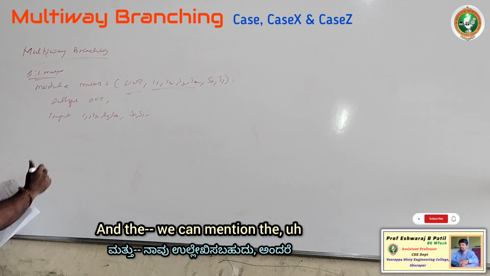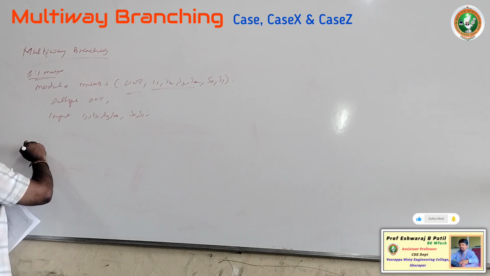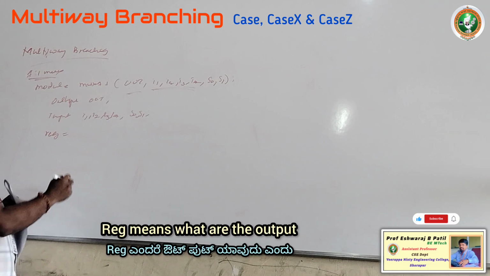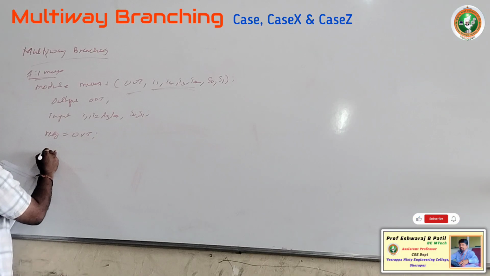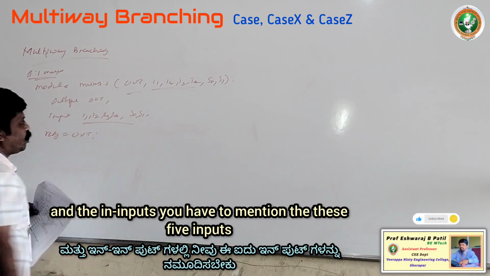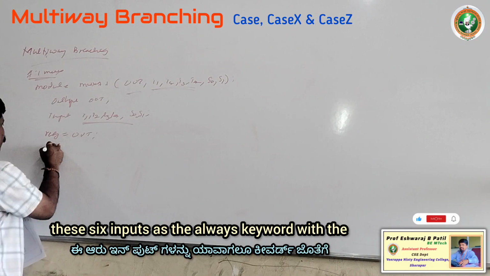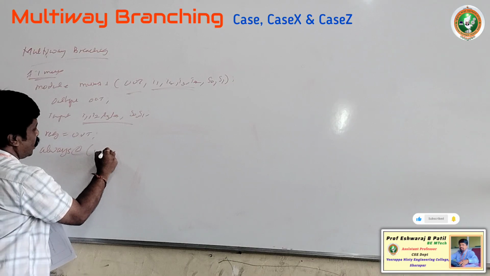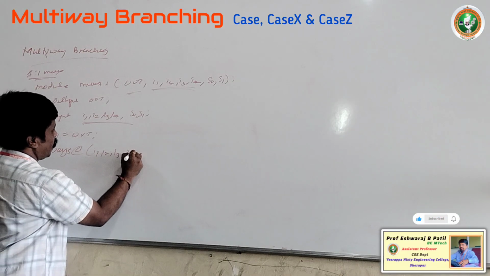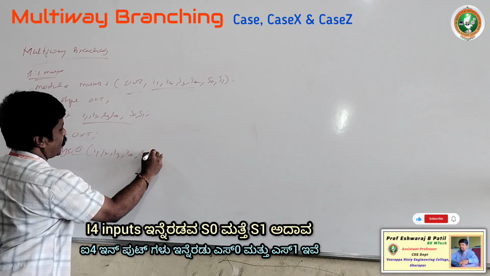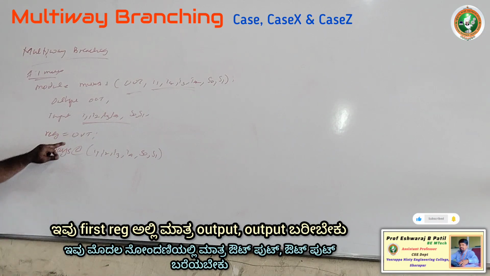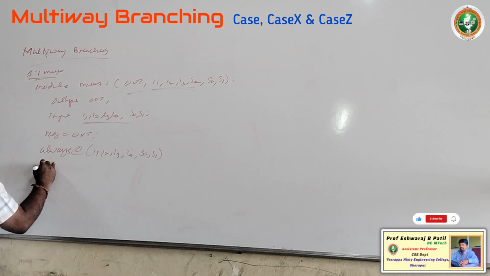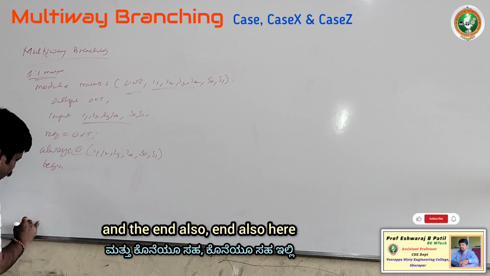For writing this behavioral model, we should mention reg for the output. Reg means the output: we mention out as the output. The inputs, these 6 inputs, go in the always statement, always at the rate of I1, I2, I3, I4, S0 and S1. The output should be declared as reg, and the inputs should appear only in the always keyword. Next, always starts with begin and ends with end.